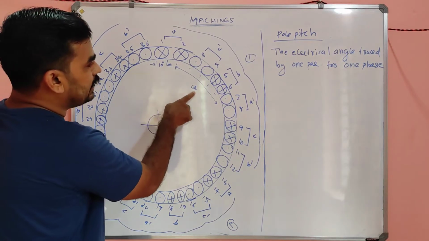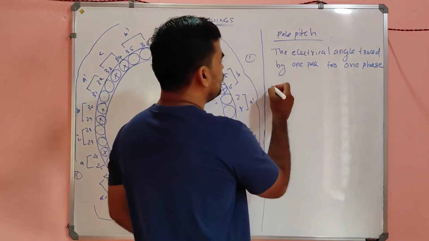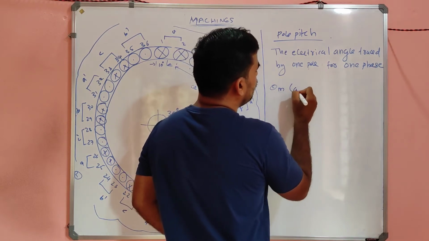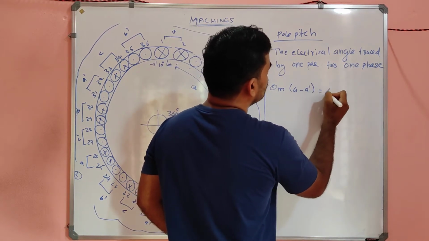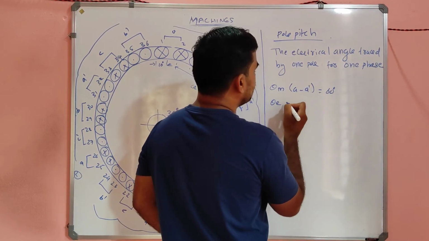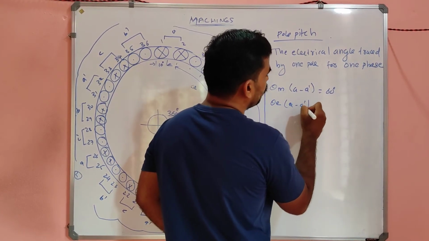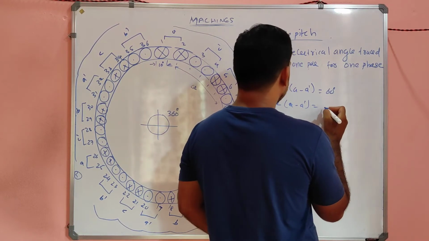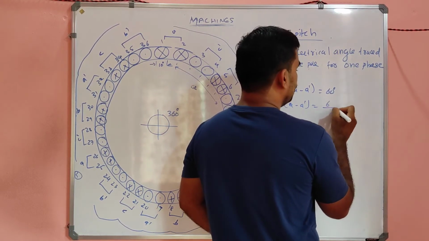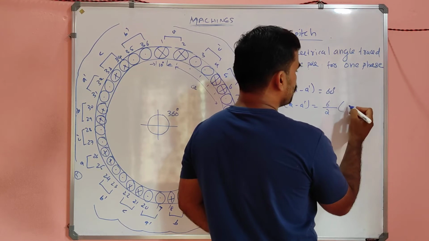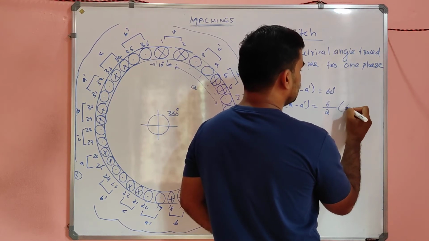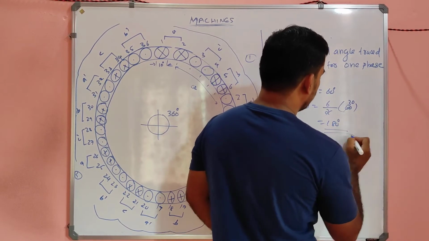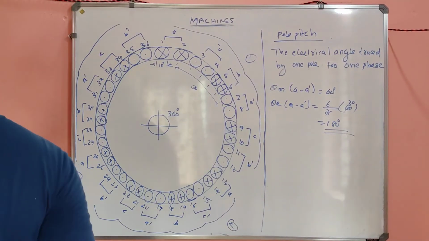So in mechanical degree it is 60. So we can say that theta mechanical between A to A dash will be equal to 60 degree. So what will be theta electrical between A to A dash? It will be theta electrical equal to P by 2 into theta mechanical, 6 by 2 into theta mechanical 60. So it is 180 degree.